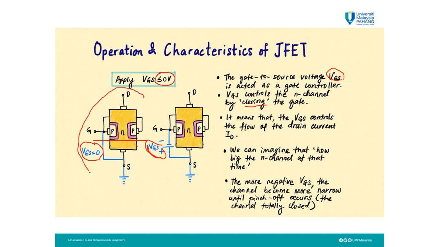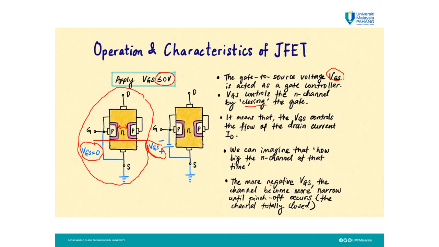The first diagram shows when VGS equals 0. This is the original condition for the gate. It still has a conduction part at the N channel. So the VGS controls the flow of the drain current. We can imagine how big the N channel is at that time. At the origin, it is this big, so more electrons can flow.